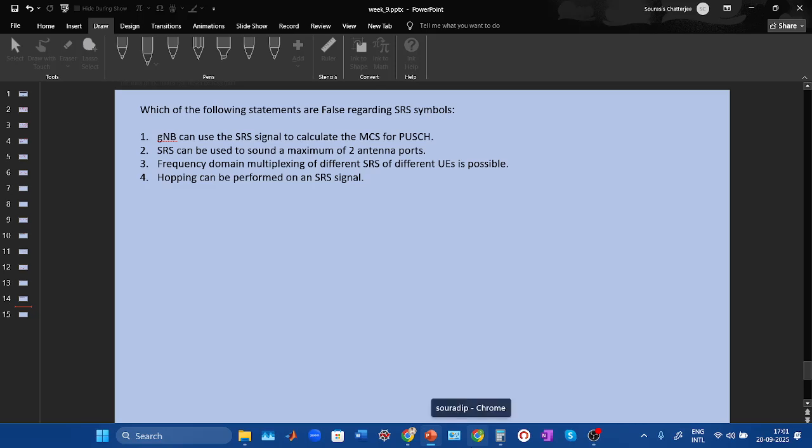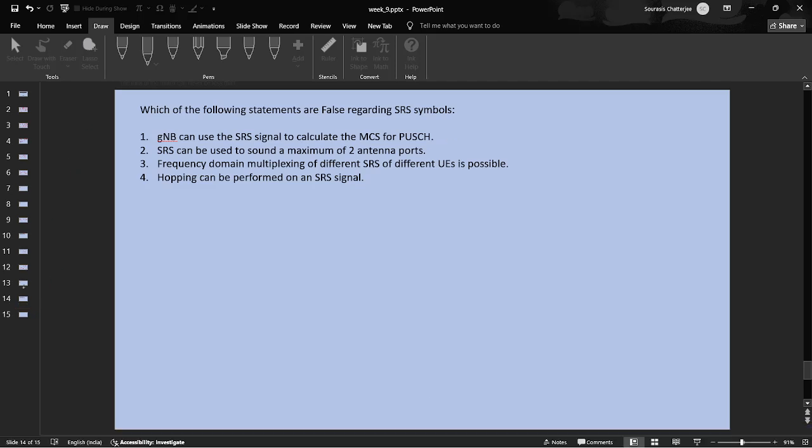So we are supposed to find the false statements regarding SRS. The first one says gNodeB can use the SRS signal to calculate the MCS for PUCCH. This is true. This is just the opposite of the downlink channel acquisition we have seen.